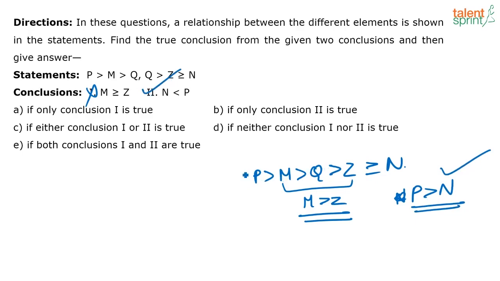See, if you combine the two statements and write, very clearly you can see that P is the greatest. Z can be equal to N, Z can be greater than N, that's fine. But P is definitely the greatest. So definitely I can say that P will be greater than N. So conclusion 2 is true, that is option B.